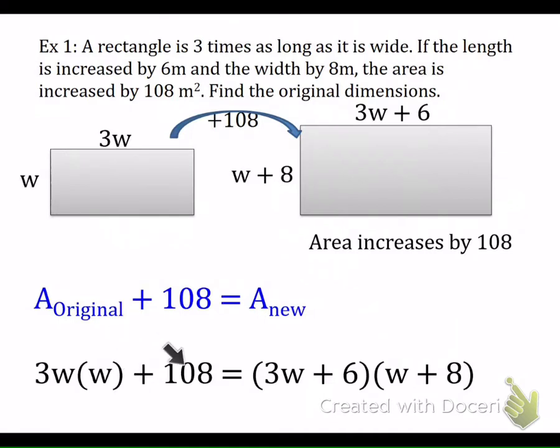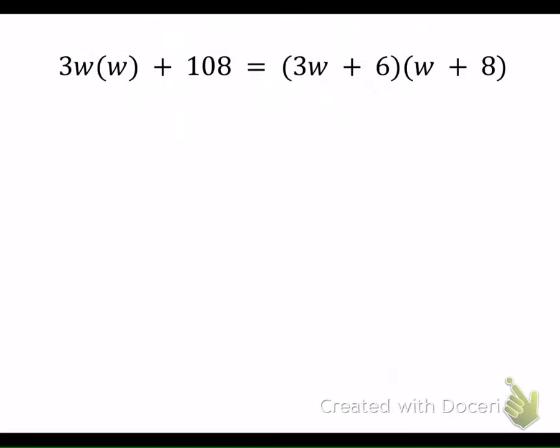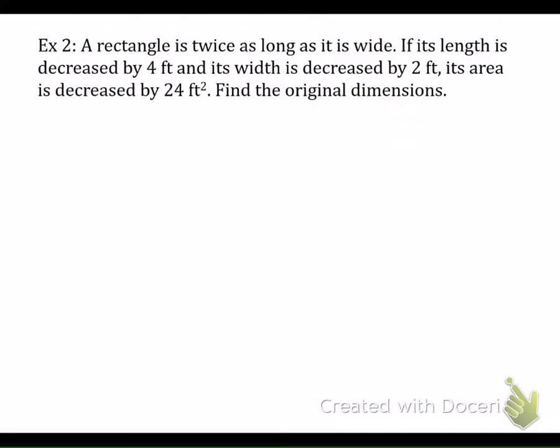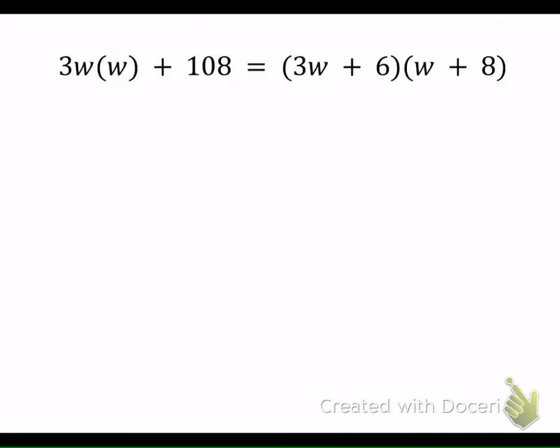Then we have the increase. The new area are these dimensions multiplied together. Is everyone good? Now, that is the equation that I need to solve. Once I solve that, I can find the original dimensions. What is 3W times W? 3W squared. Whoops. Forgot the magical stuff stops popping up here.